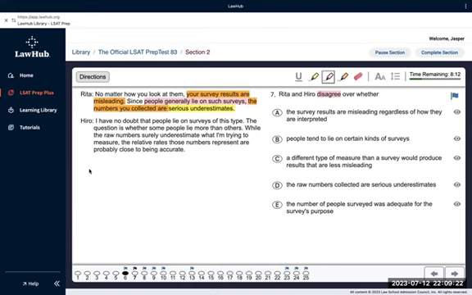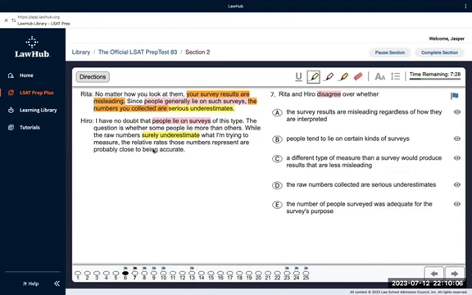I have no doubt that people lie on surveys of this type. So they don't disagree about that, right? The part that people lie on surveys. So Hiro concedes that point. The question is whether some people lie more than others. Okay, so there's nuance to it. While the raw numbers surely underestimate what I'm trying to measure, so they also agree that the numbers collected are underestimates. The relative rates those numbers represent are probably close to being accurate.